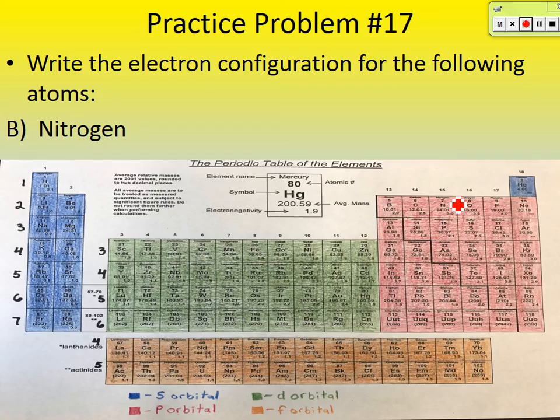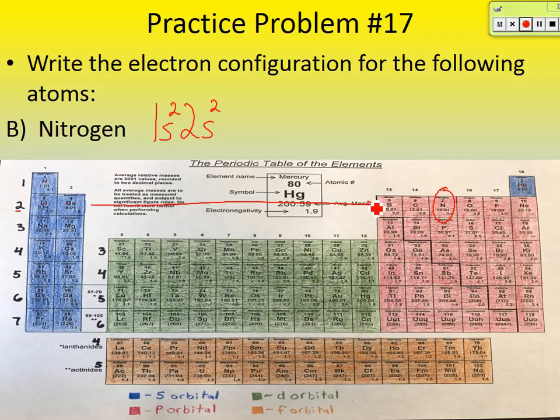Okay, nitrogen is right here on the periodic table. So let's build the electron configuration until we get to nitrogen. We're in the first energy level, s orbital, and there's 1, 2 electrons in the first orbital. Okay, we're done at the first row. Let's go to the second energy level. So I put a 2. We're in the s orbital, and we've got 1, 2 electrons there.